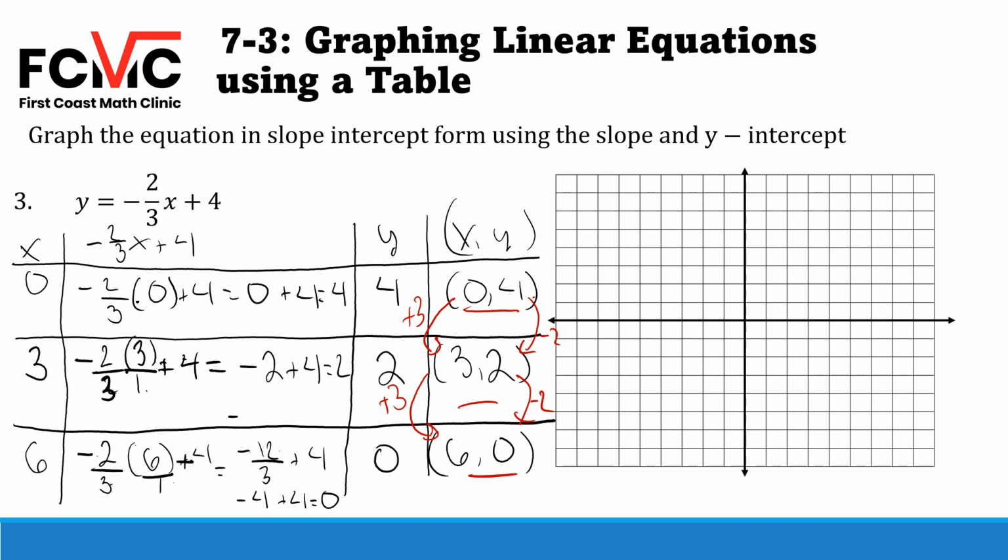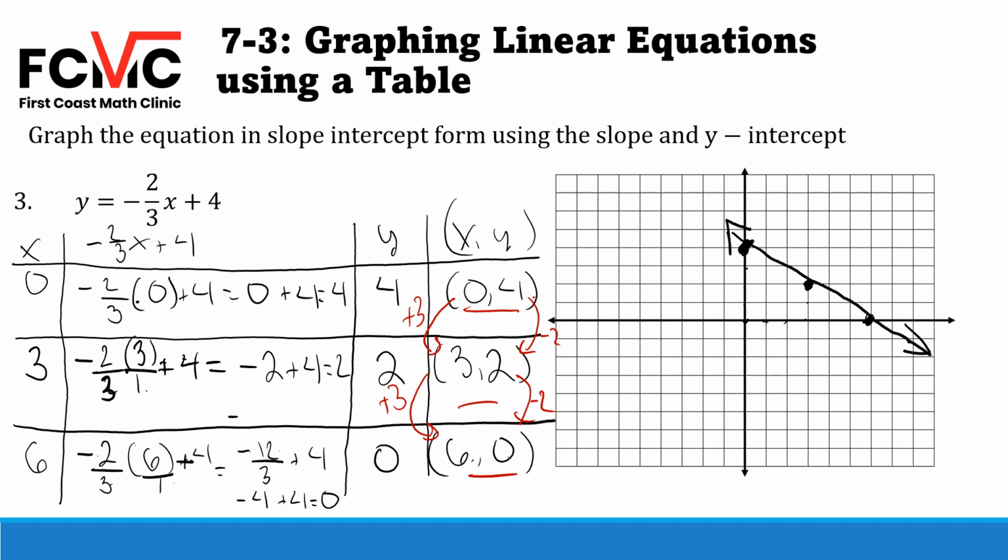Let's graph these points. We got 0, 4, so x is 0, y is 4. 1, 2, 3, 4. So that's 0, 4. 3, 2, x is 3, y is 2. 1, 1, 2, 3, and up to 1, 2. X is 6, y is 0. 0, 1, 2, 3, 4, 5, 6. So 6, 0. Now let's connect these points. And that's our line.